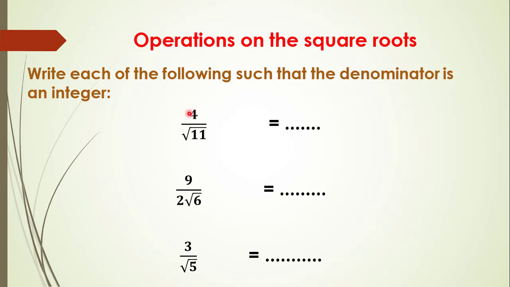The first one, 4 over root 11. I'll multiply up and down by root 11. So it will be 4 root 11 over 11.